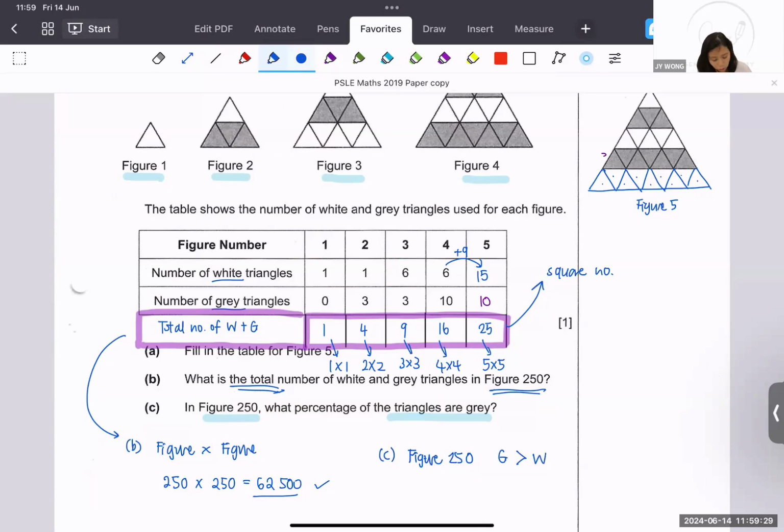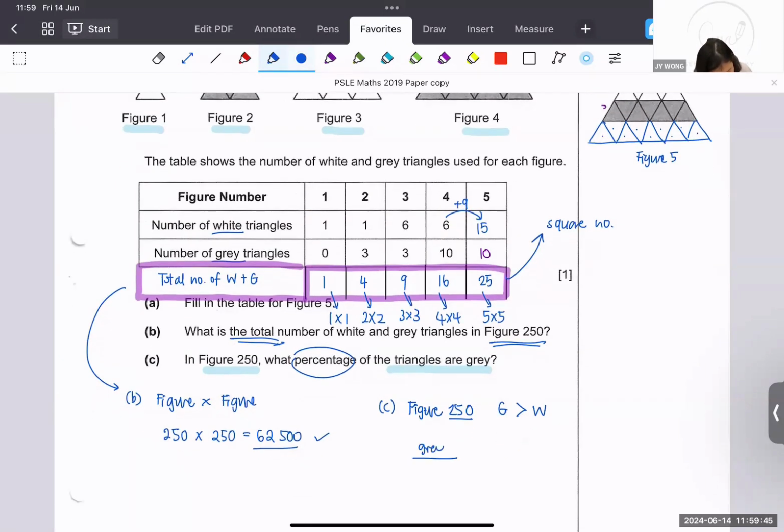But how many more? How do we know how many more? We know the total already because of part B. How do we know what to find? So you look at the question: what percentage of the triangles are gray? So we want gray over total times 100%. Now your job is, I know the total already. I just need to find out the gray. How? You need to know how to find individual colors, gray and white. So there is one more property that you need to know, which is what I'm going to do.